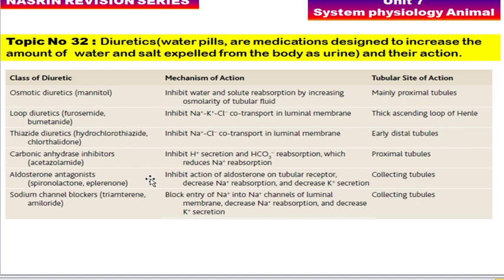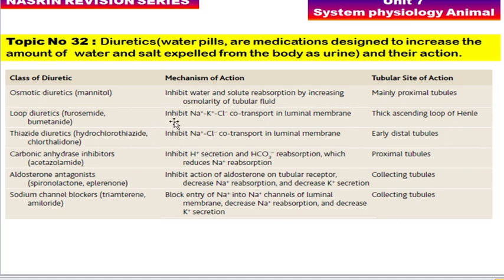Next, we'll study diuresis, the mechanism of action, and tubular site of action. A diuretic is nothing but a water pill, a tablet or medication designed to increase the amount of water and salt expelled out of the body as urine. There are different types of diuretics, friends. Osmotic diuretic, an example is mannitol. The mechanism is that it inhibits water and solute reabsorption, generally by increasing the osmolality of the tubular fluid, and it acts mainly on the proximal tubule. Next are loop diuretics, and the examples include furosemide and bumetanide.